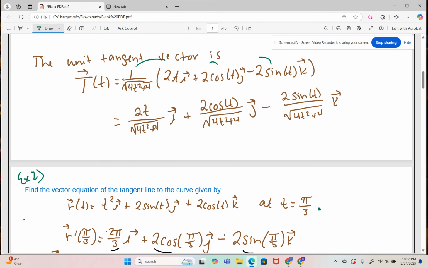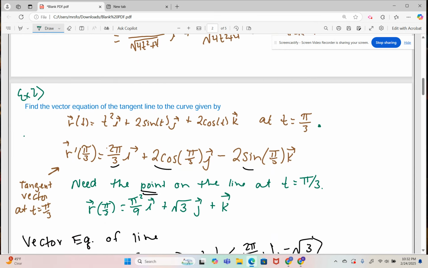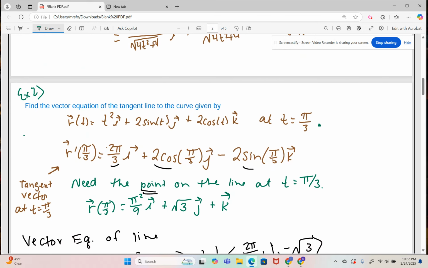As a reminder, this was 2t, so that's 2 times pi over 3. This was 2 cosine, so it's 2 cosine pi over 3. The derivative of 2 cosine was a minus 2 sine, so that's minus 2 sine pi over 3. Okay, so this is the tangent vector at t equals pi over 3.